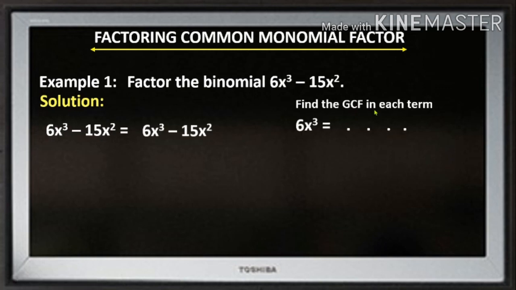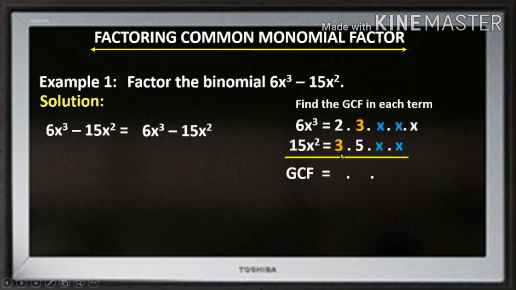Now, 6x cubed can be written as the product of the prime numbers 2, 3, x, x, and x. And the second term, 15x squared, can be written as the product of prime numbers 3, 5, x, and x. As you can see, 3 here is a factor of 6x cubed, and 3 here is a factor of 15x squared. So 3 is common. And we have here also x, which is a common factor of 6x cubed and 15x squared. And here is another pair of x's, which is also a common factor of the two terms.